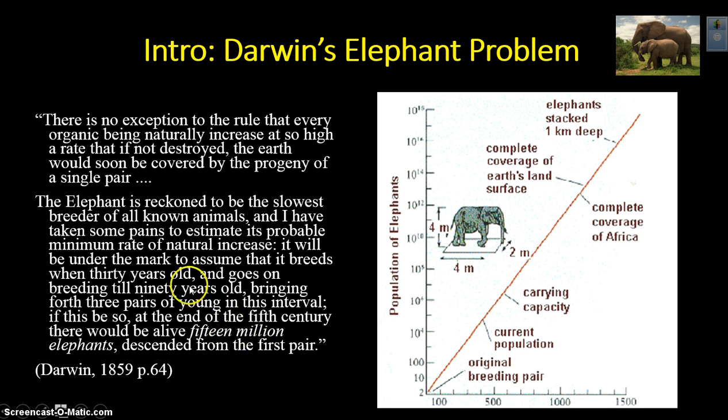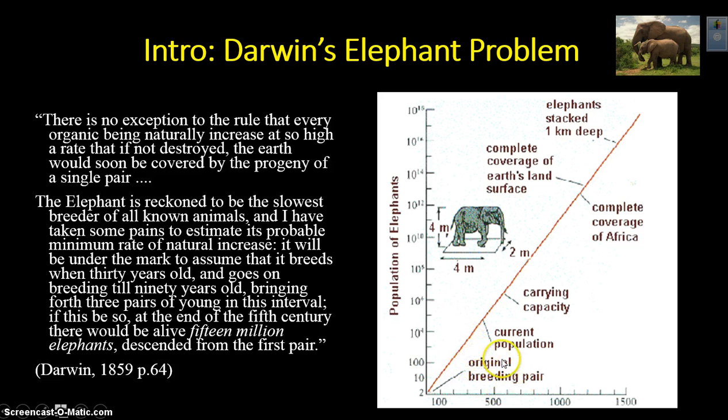And so it tells us right here, it says, assuming that an elephant breeds when they turn 30 years old, and they go until they are 90 years old, they bring forth 3 pairs of young during this time. By the end of the 5th century, there would be alive 15 million elephants from this one population, descending from this first pair. This is the type of growth that Darwin was talking about.